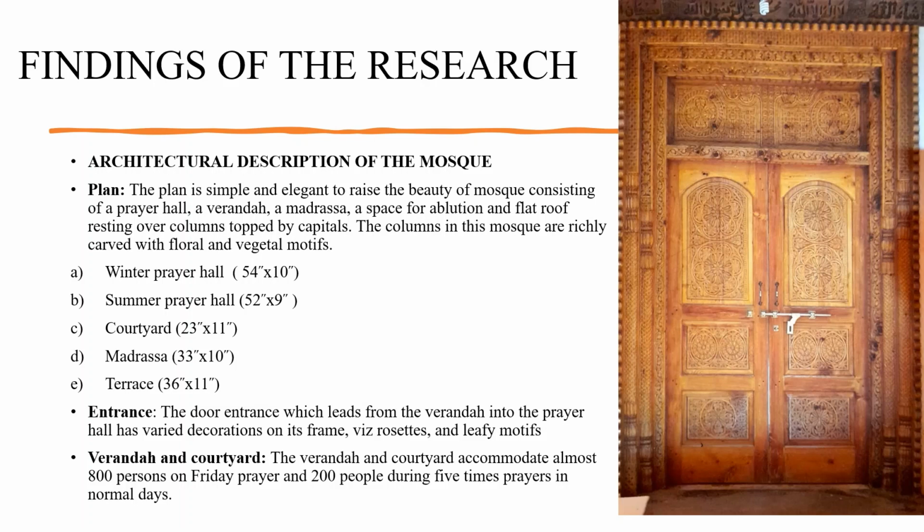Findings of the research. Architectural descriptions of the mosque. Plan. The plan is simple and elegant to raise the beauty of the mosque, consisting of a prayer hall, a veranda, a madrasa, a space for ablution, and a flat roof resting over columns topped by capitals. The columns in this mosque are richly carved with floral and vegetal motifs. Winter prayer hall, summer prayer hall, courtyard, madrasa, terrace.